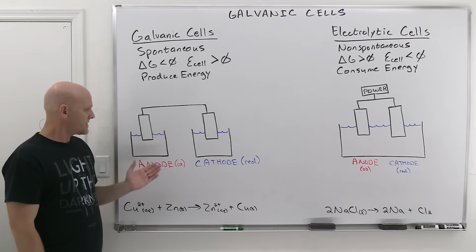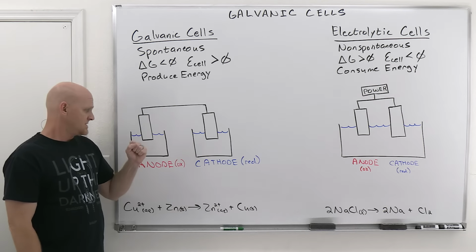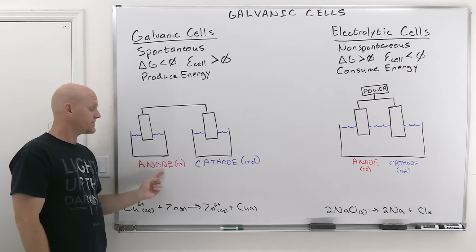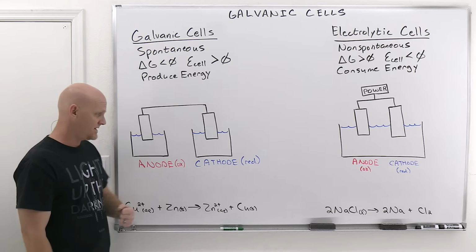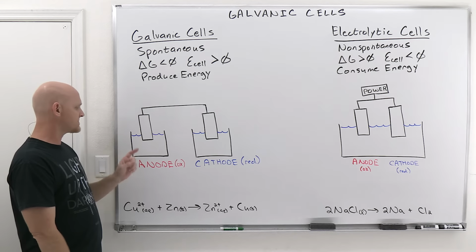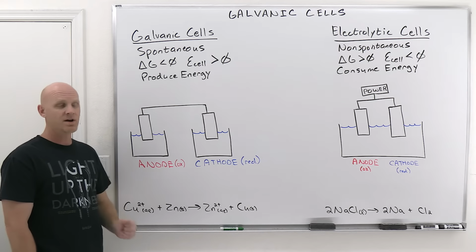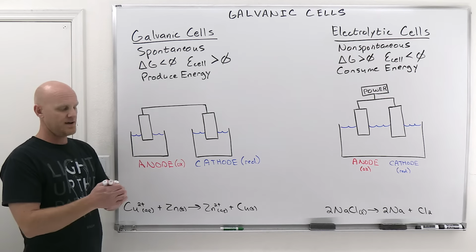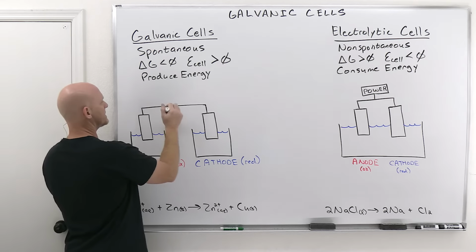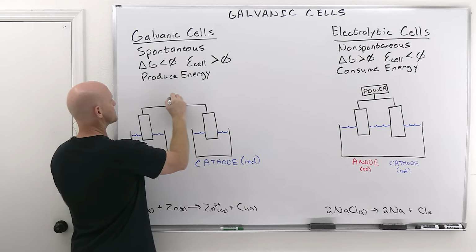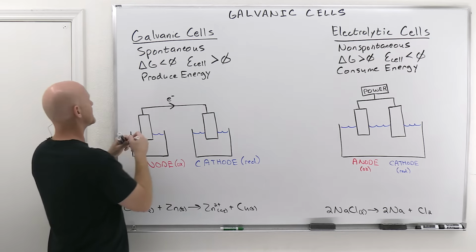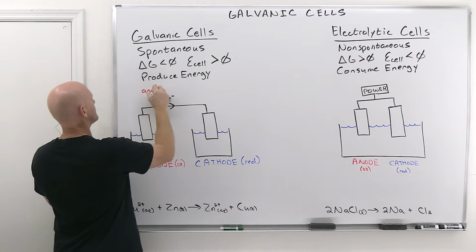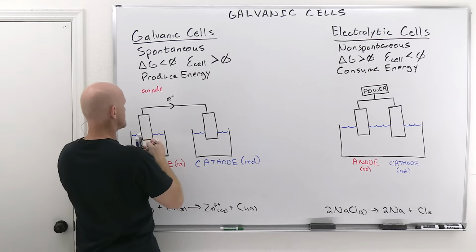All right, so if you look at your anode and your cathode here, the anode is where electrons are lost, i.e. oxidation. The cathode is where electrons are gained, i.e. reduction. Electrons are going to be transferred from the anode to the cathode, from where they're lost to where they're gained. That's what this wire connecting the two electrodes is for. It is for the transfer of electrons from the anode to the cathode.